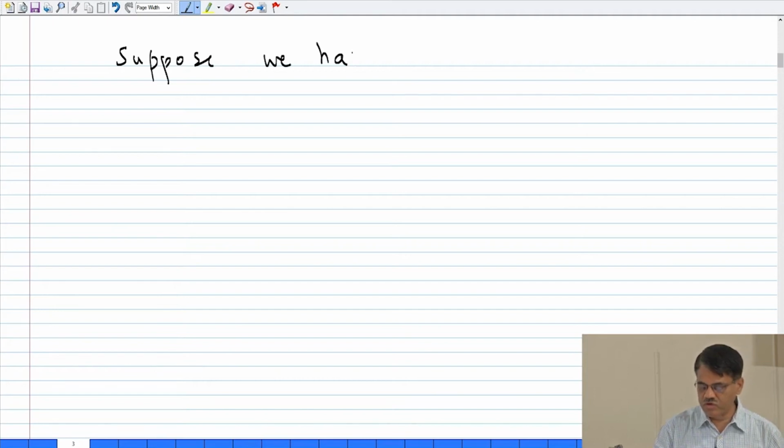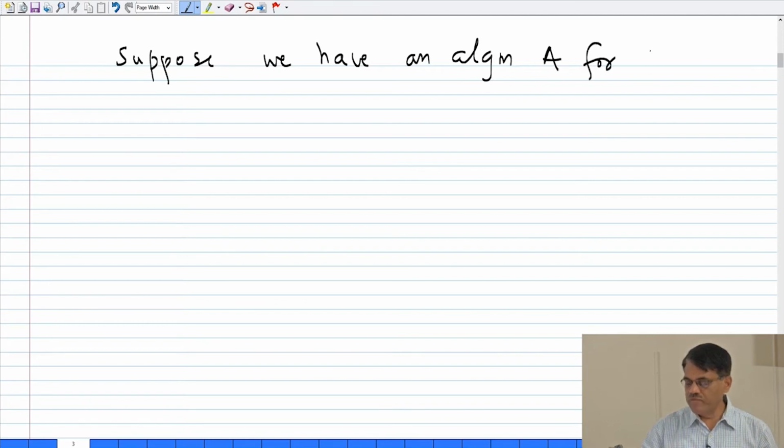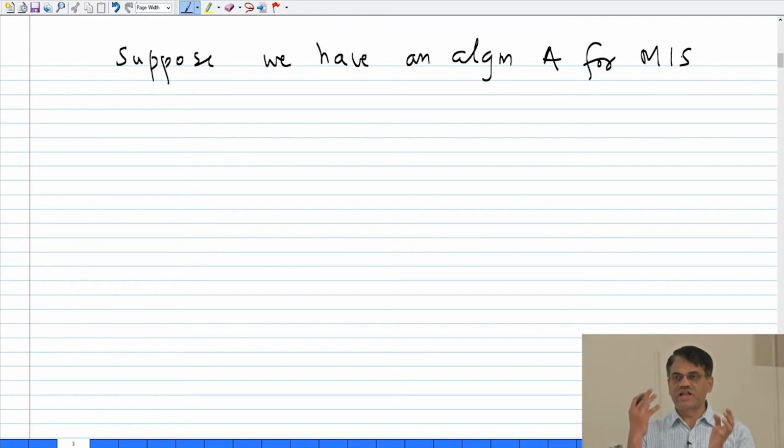So, again let us play the same game. Suppose we have an algorithm A for maximum independent set. Now, I want to know, can I use it to find a minimum vertex cover in a graph? Okay. Now, to understand this, let us try and see some relation between minimum vertex cover and maximum independent set.